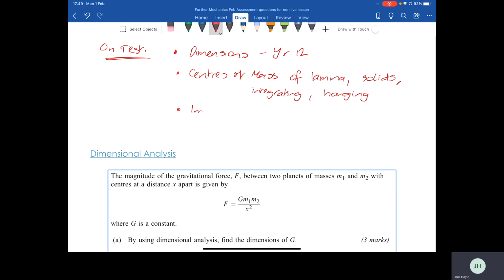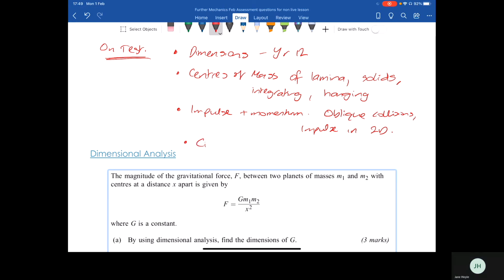And we've also fairly recently, but it was kind of straddling Christmas, wasn't it? Looked at impulse and momentum. So we were looking there at collisions in 2 dimensions, so oblique collisions, and also impulse in 2 dimensions. So that was the impulse momentum triangle. Impulse in 2 dimensions.